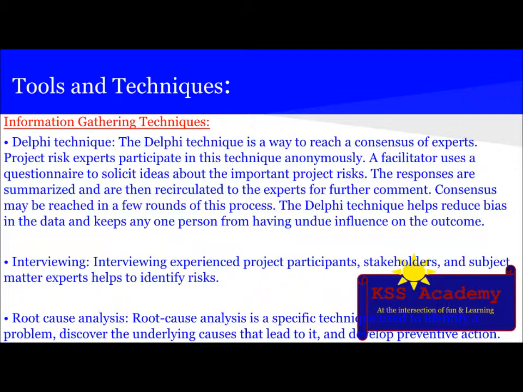The Delphi technique helps reduce bias in the data and keeps any one person from having undue influence on the outcome. And the next thing is interviewing. Interviewing experienced project participants, stakeholders, and subject matter experts helps to identify risk. And the next thing is root cause analysis, a specific technique used to identify a problem, discover the underlying cause that led to it, and develop preventive action.